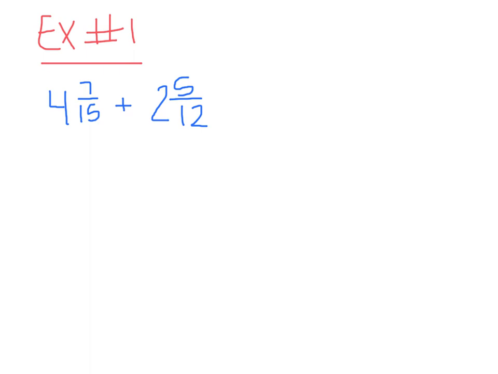Example number 1. So we're going to round both of these mixed numbers and then we're going to solve. So our first one is 4 7/15 plus 2 5/12. So 4 7/15. Here's how we round. It's very similar to how we do whole numbers. When we do whole numbers, we say if it's 5 or greater, we round up, and if it's less than 5, we stay the same.